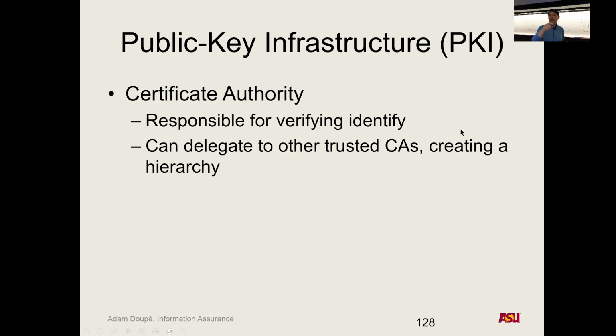As you can see, there is the intermediate CA, right? The root CA delegates this authority to the intermediate CA. And the intermediate CA can also delegate the control to the issuing CA. In this way, delegating to other trusted CAs creates a hierarchy, a kind of governance.